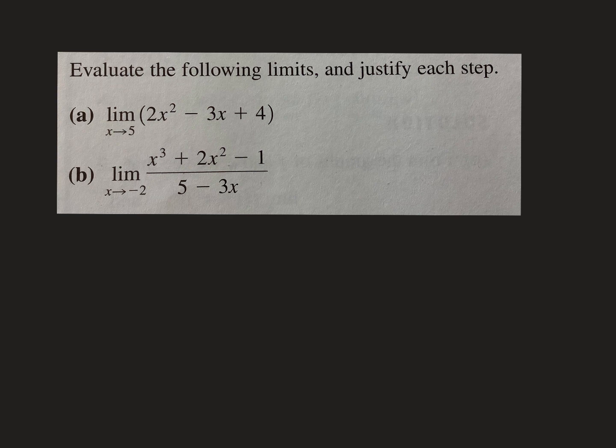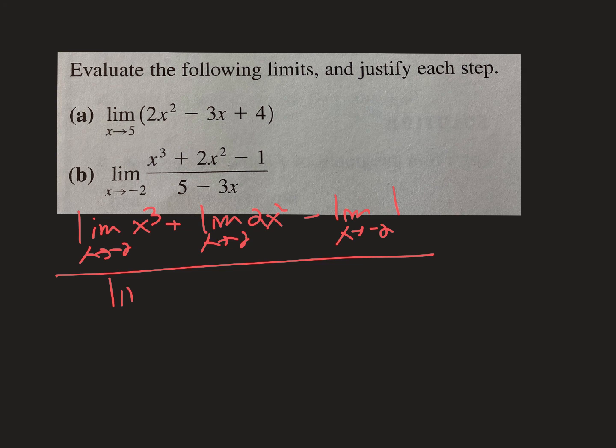Same deal. I'm going to break this one up, top and bottom. So that's a lot of pieces, but we got to do it. So I got limit as x approaches -2 of x cubed plus limit as x approaches -2 of 2x squared minus limit as x approaches -2 of 1 over, still going, limit as x approaches -2, a lot of writing on these notations, 5 minus limit as x approaches -2, 3x.